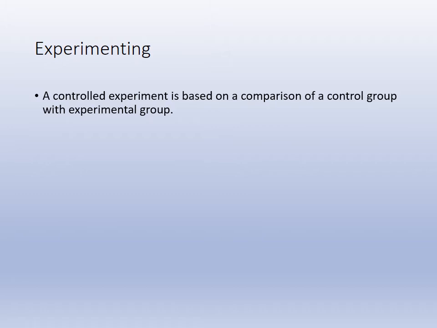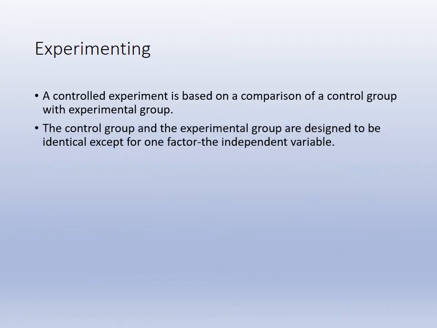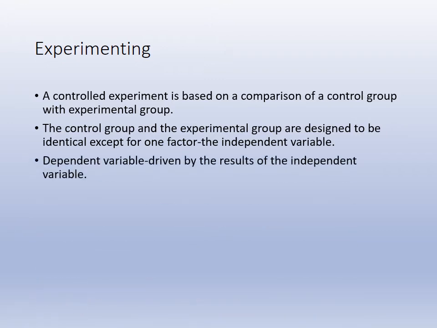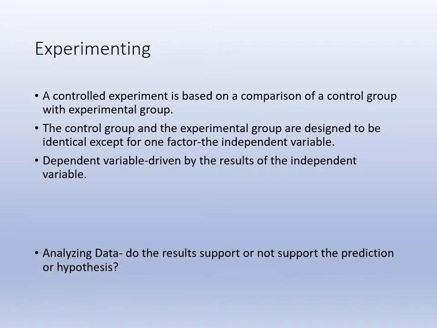So each variable has its name. The experimental group is called the independent variable. The outcome is called the dependent variable. Variable just means it changes. You're only allowed to test one changing variable. So the control group is designed to give you that baseline. The dependent variable is the results. The independent variable is what you're testing.